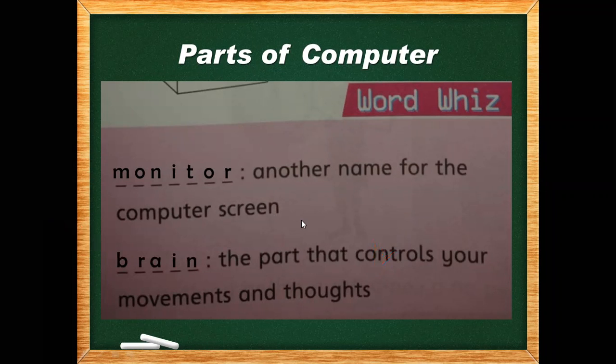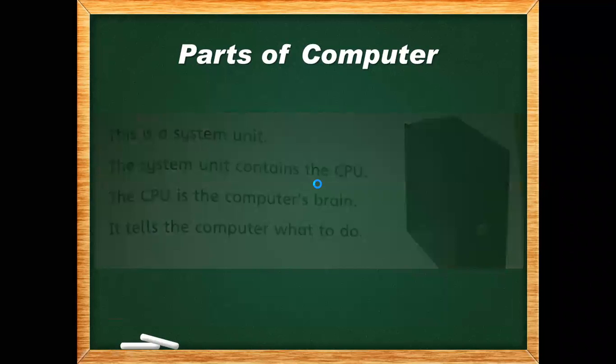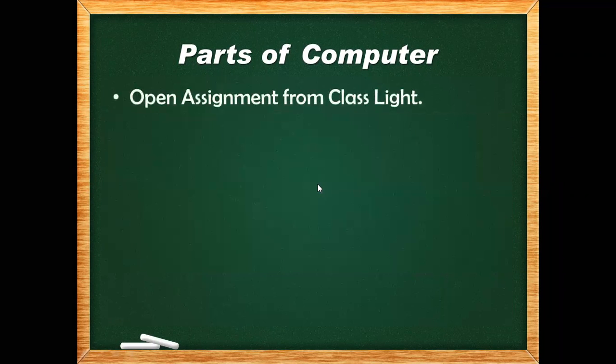So along with it, we have come to the end of the lesson. There is one small assignment available in the class light. Everybody open the class light, open the assignment and do the assignment. It's available there and it's very easy. It will take only one or two minutes.